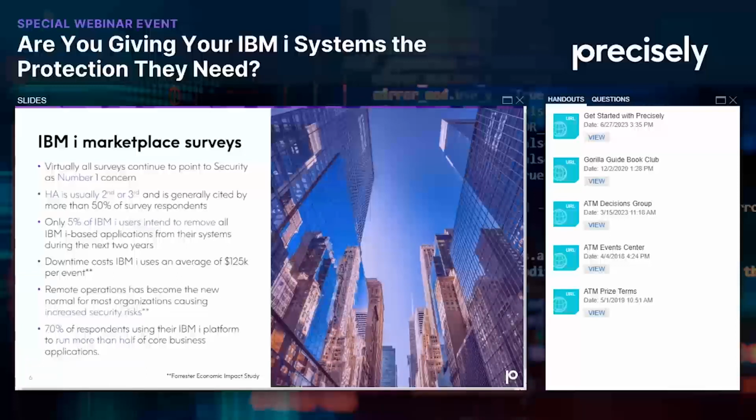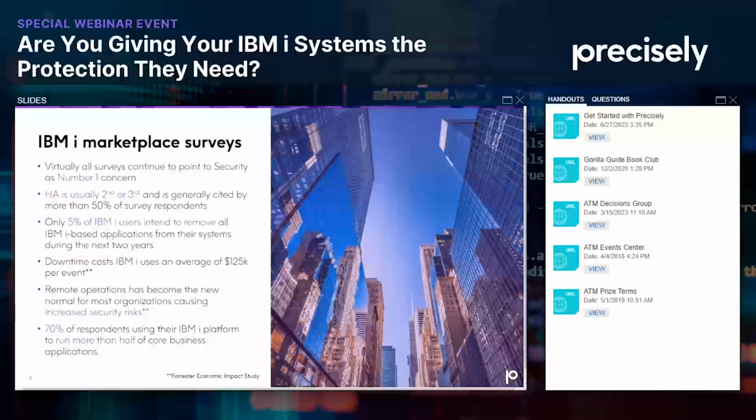And there are indeed companies, and there are projects to move some workloads maybe off of the IBM i, or, as I mentioned, the mainframe. But when you actually look at the IBM i user base and ask them this question, only 5% is the number that seems to come around of IBM i users that have an intention to remove everything off their IBM i and get all those applications running somewhere else. That's a pretty low percentage of people that are looking to completely eliminate the IBM i.